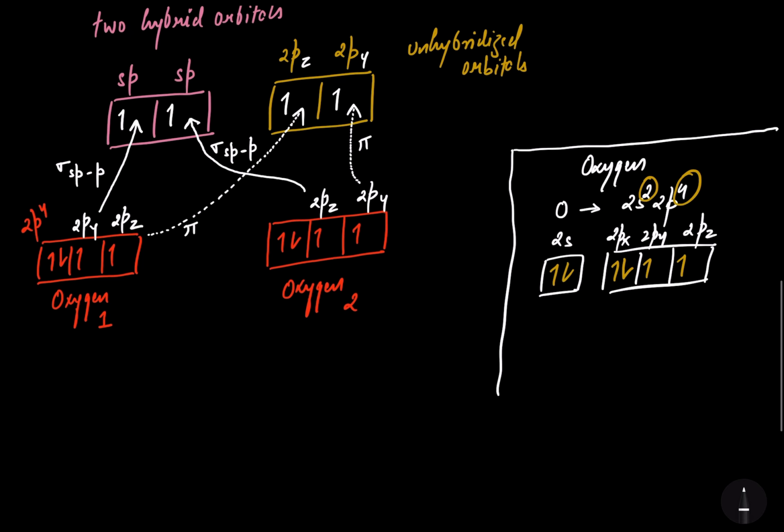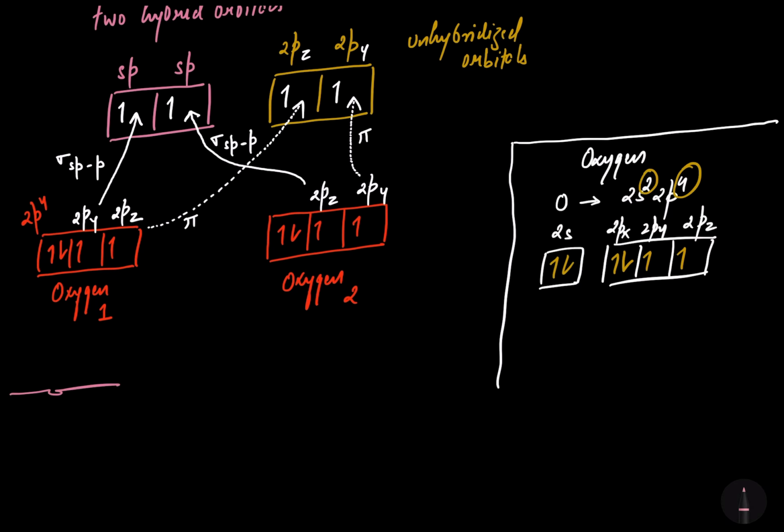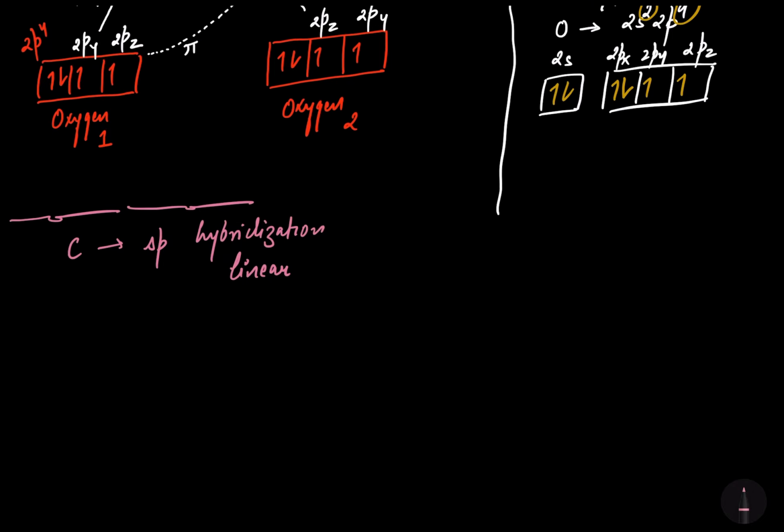So here we are having the sp hybridization. So here carbon is undergoing sp hybridization. What's the structure of sp hybridization? That's linear. So that means I'm taking carbon over here, first oxygen over here, and the second oxygen over here. Now the sp hybrid orbital of carbon is forming sigma bond with the 2py orbital of the oxygen number 1. So that's sigma sp of carbon and the p of oxygen.